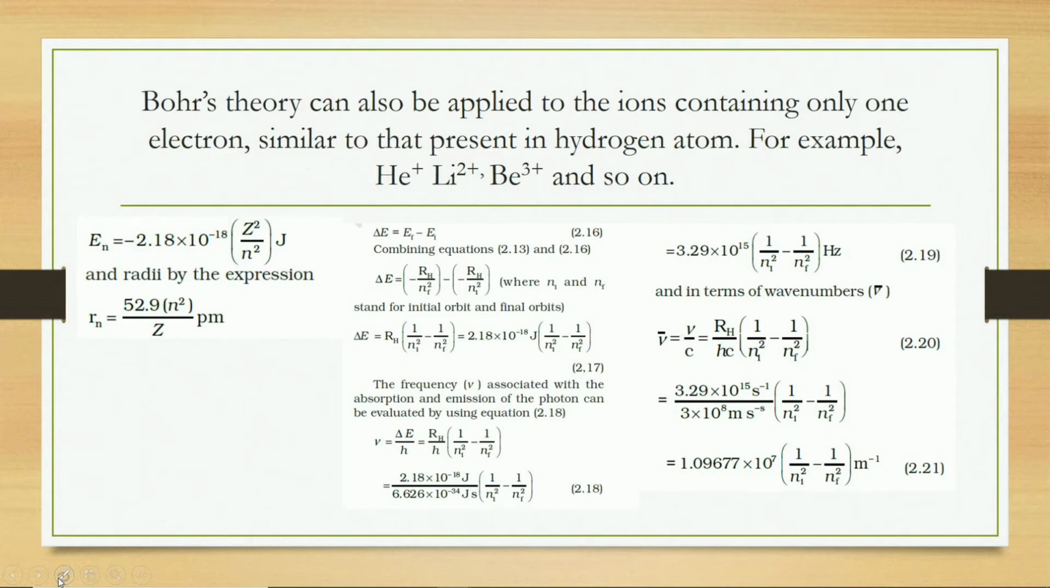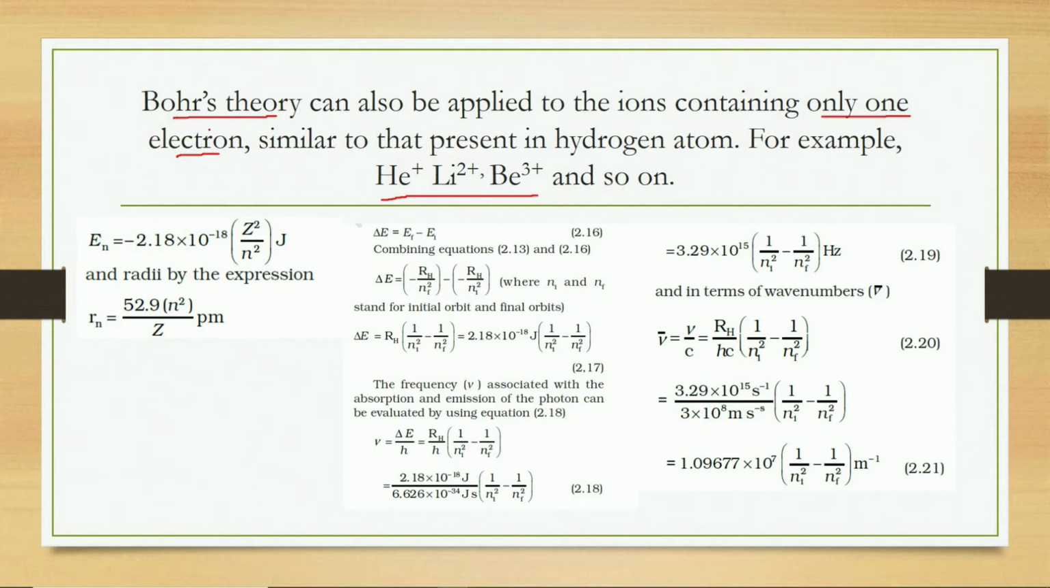Hello students, in the previous class I explained the Bohr's theory for the hydrogen atom. Let's see about the other atoms. Bohr's theory is particularly applicable for the hydrogen atom, but it can also be applied to hydrogen-like species. Hydrogen-like species means species which contain only one electron, like He plus, Li2 plus, Be3 plus, and so on.